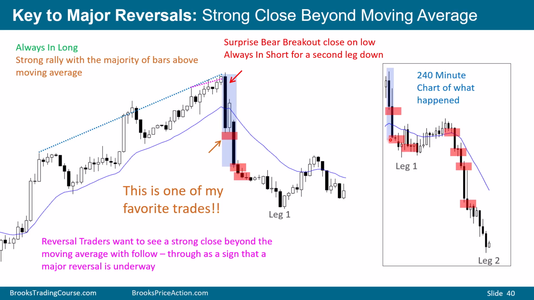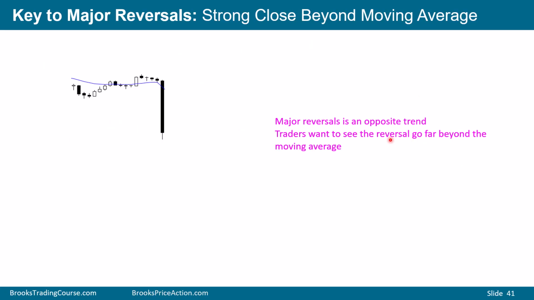I call this an always in flip, where the market is flipping directions by crossing the moving average. But you want to see the moving average cross in a strong way. The key to major reversals, again, you want to see a strong close below the moving average. Tight trading range, big bear bar. Major reversal is an opposite trend. You want to see the reversal go far beyond the moving average.